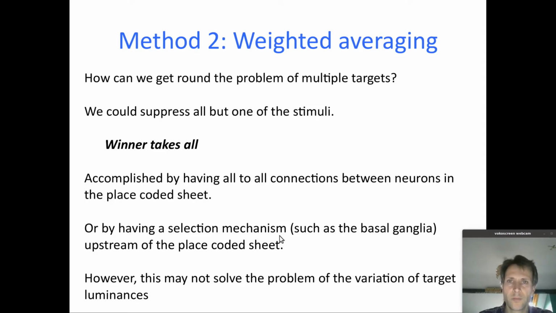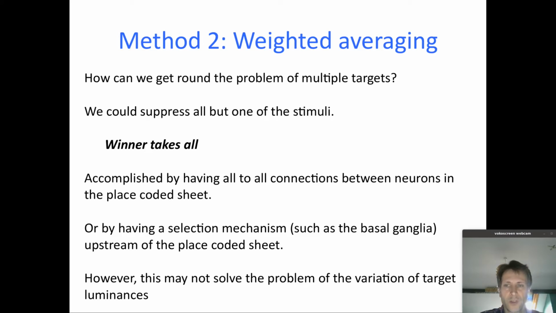Okay, so there are these two problems of multiple targets and target luminance to get around with the weighted summation approach. One approach would be to suppress all of the other stimuli. You essentially choose the neuron which is the most active, and you get that most active neuron to suppress all of the other neurons in the input layer. That's called a winner-takes-all process.